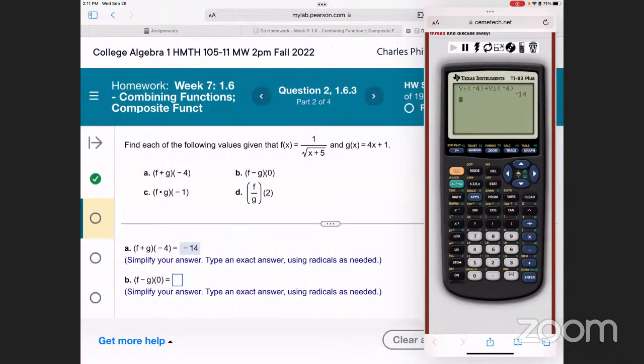Okay. So then f minus g of 0. I'm just going to call on what I had. So f of 0, so this needs to be 0 minus g of 0. Now we got a decimal, so that means that we need to do this one by hand. We got to write this one out.